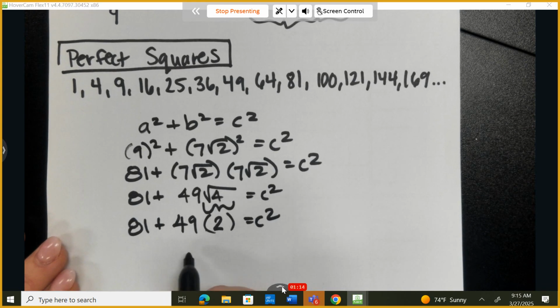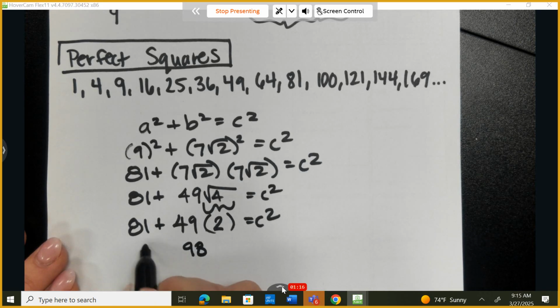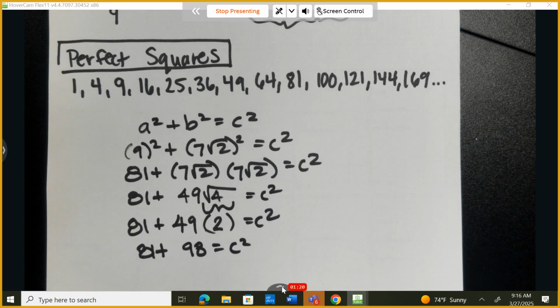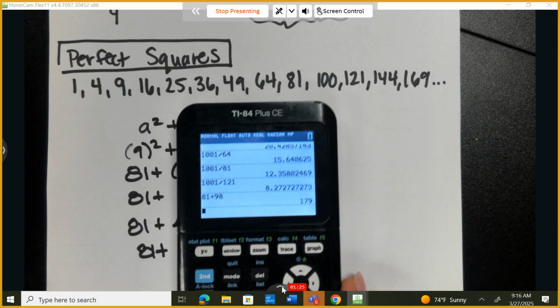Now 2 times 49 is 98, and now you're going to grab your calculator for me and add 81 plus 98 quickly on your calculator. 81 plus 98, we get 179.